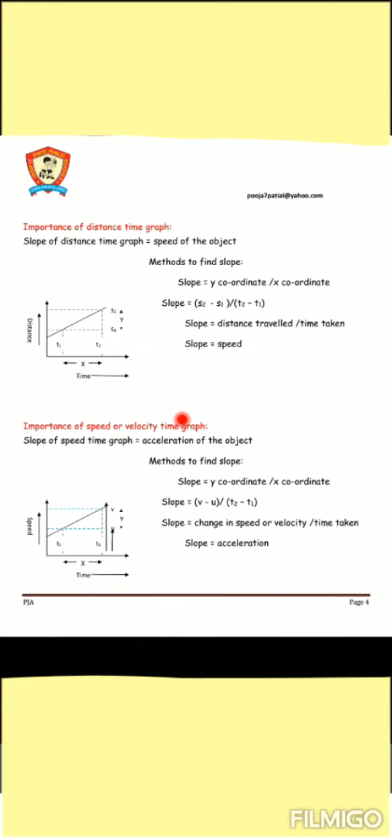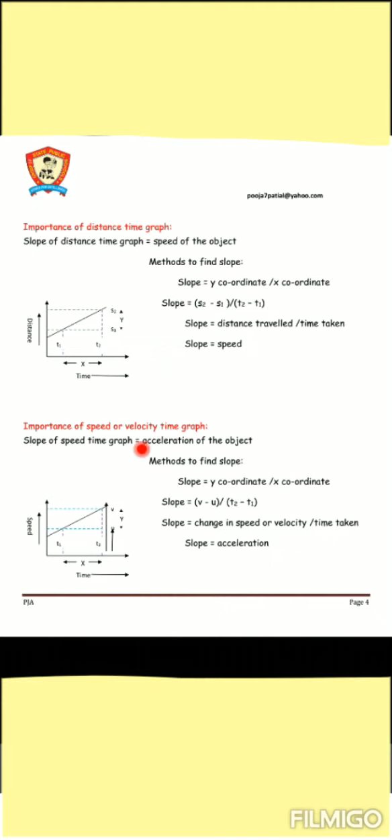Slope, always remember what slope is. Slope is the y coordinate, means the value along the y axis, divided by the x coordinate. So whenever you calculate slope, that is equal to speed. So this is the importance of the distance time graph.